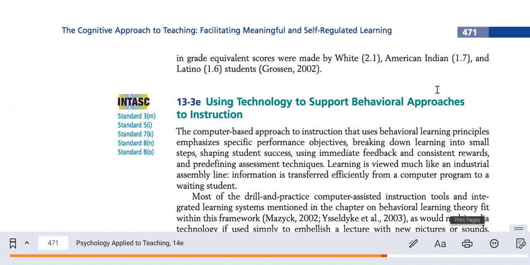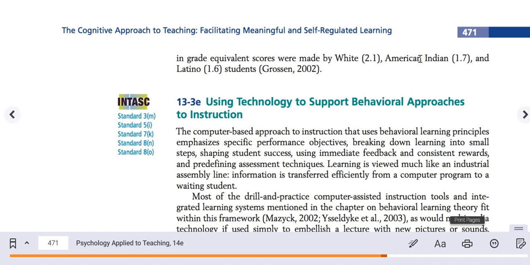Using technology to support behavioral approaches to instruction. The computer-based approach to instruction that uses behavioral learning principles emphasizes specific performance objectives, breaking down learning into small steps, shaping student success, using immediate feedback and consistent rewards, and predefining assessment techniques. Learning is viewed much like an industrial assembly line. Information is transferred efficiently from a computer program to a waiting student.